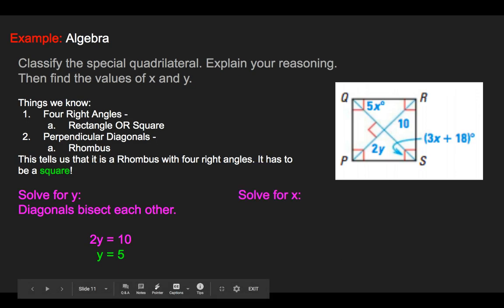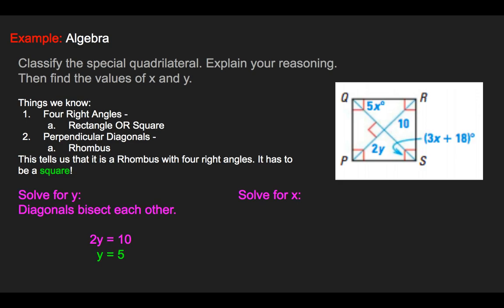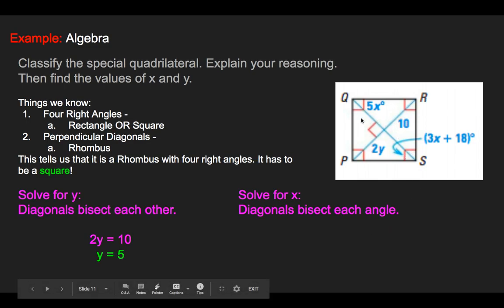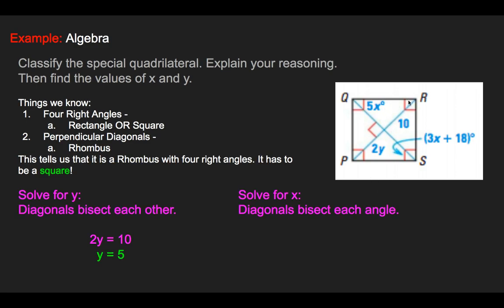Let's solve for x now. In a square, diagonals don't just bisect each other, but they also bisect an angle. Meaning, all 4 of these have to be 45 degrees. You can also think about the z we created with alternate interior angles, telling us that 5x has to equal 3x plus 18. Subtract 3x, 2x is 18, so x has to be 9 because 2 times 9 is 18.